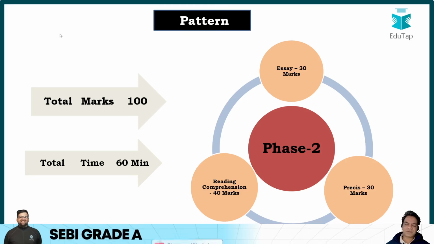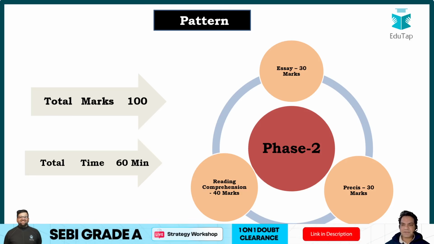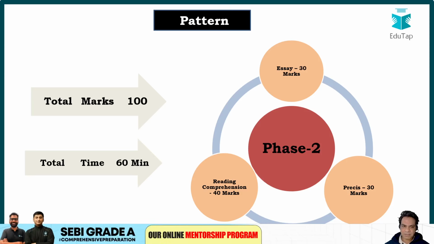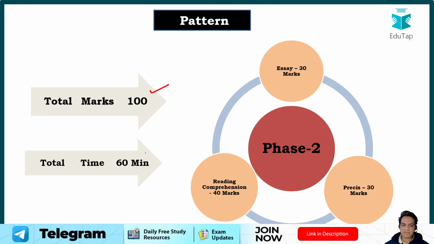First of all, you need to understand the pattern of the descriptive English paper. In Phase 2 Paper 1, descriptive English is the only descriptive section that you get in the SEBI exam. The weightage for descriptive English is 100 marks, and the time you get for 3 questions is 60 minutes. So what 3 questions do you face?